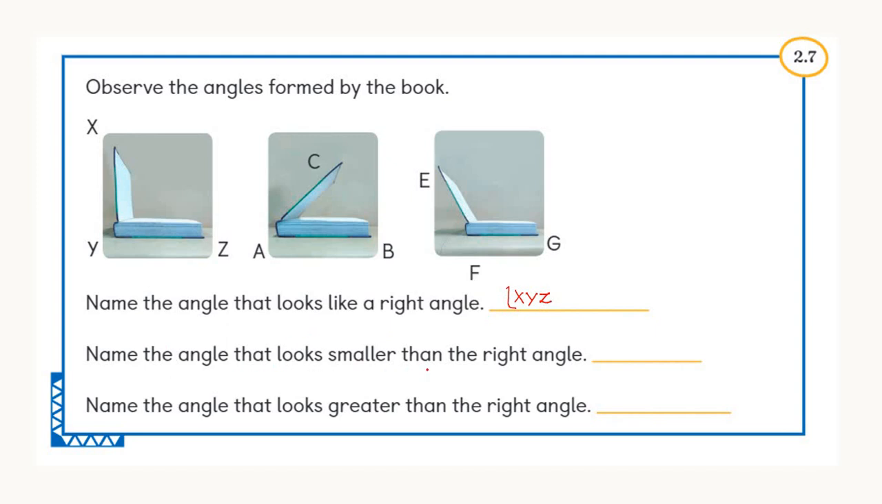Name the angle that looks smaller than the right angle. Smaller than the right angle is an acute angle, greater than 0 degrees and less than 90 degrees, that is angle CAB. Name the angle that looks greater than the right angle, that is greater than 90 degrees and less than 180 degrees, that is angle EFG. In this way you have to complete it.